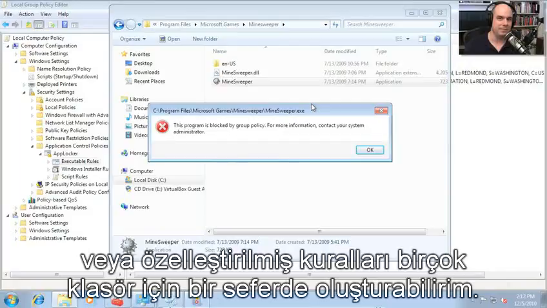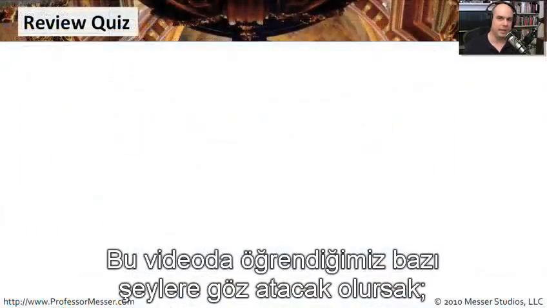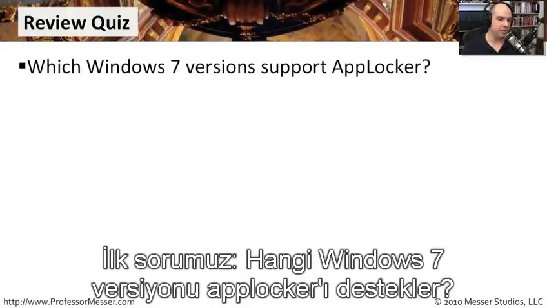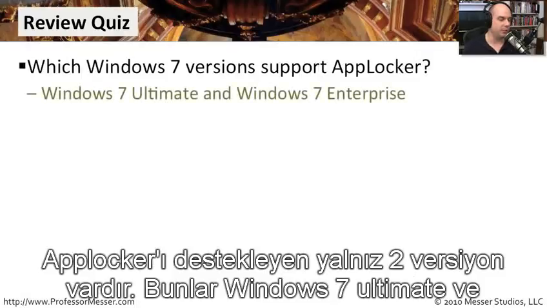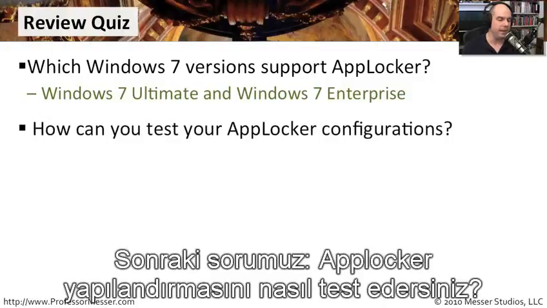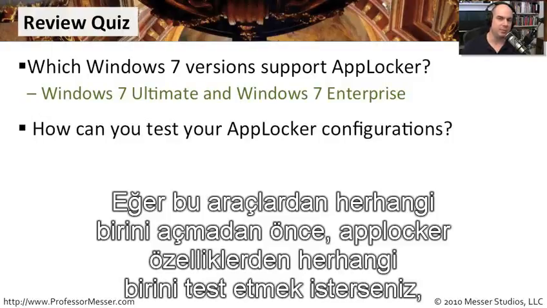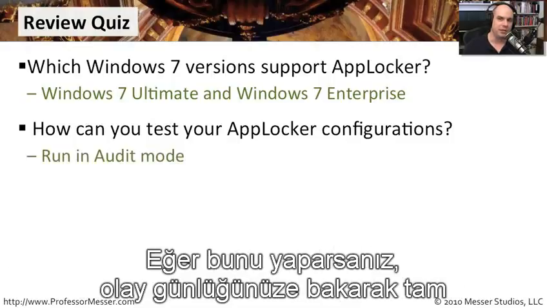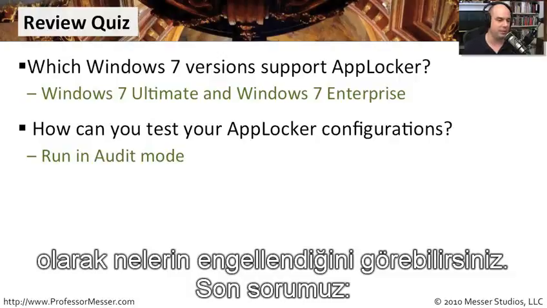Let's review some of the things that we've learned in this video. Our first question: which Windows 7 versions support AppLocker? There are only two that support AppLocker, and that's Windows 7 Ultimate and Windows 7 Enterprise. The next question: how can you test your AppLocker configurations? If you'd like to test before you actually turn on any of these capabilities, then you'll want to take advantage of running in audit mode and looking at your event log to see exactly what might have been blocked if we had put this into effect.